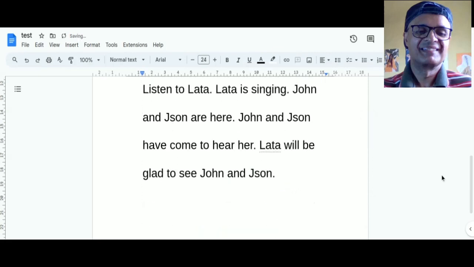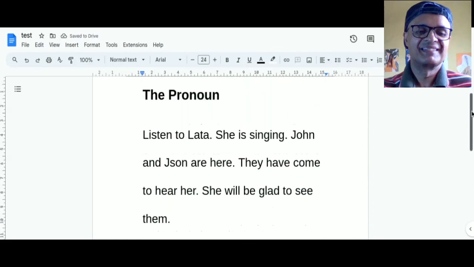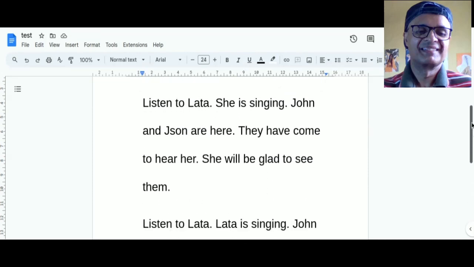So we have two paragraphs, right? First one, listen to Lata. She is singing. John and Jason are here. They have come to hear her. She will be glad to see them. Let me make these words bold first.